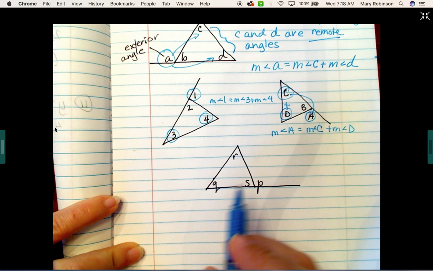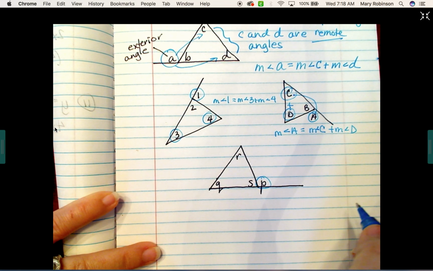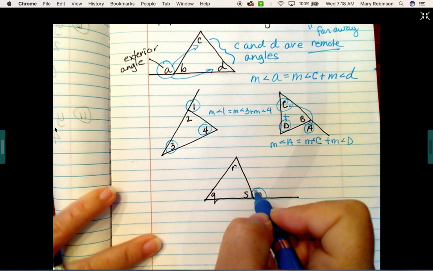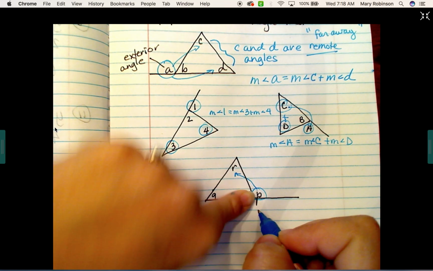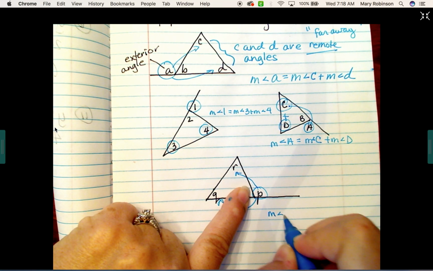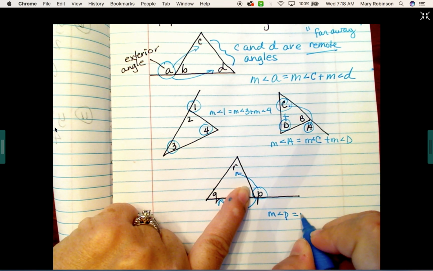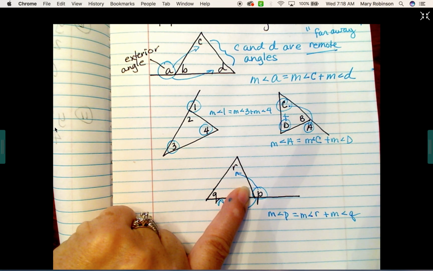For this drawing here, now our exterior angle is on the right. Remember, exterior is outside of the triangle, so it's always going to be equal to, cover up this one, the remote interiors, P and Q in this case. Wait, correction in terms of the angles named: the measure of angle P is equal to the measure of angle R plus the measure of angle Q.